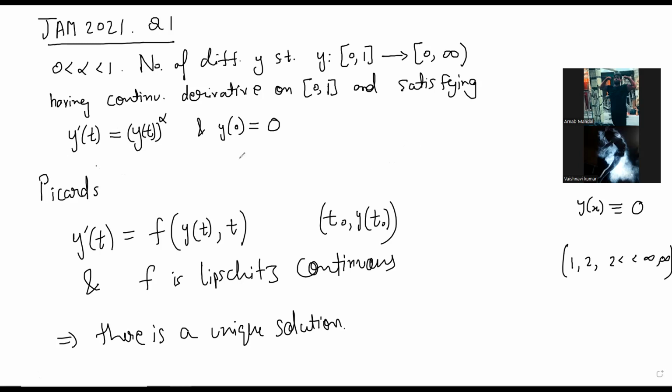Now, if you want some heuristic, some explanation as to why the solution is unique. Where is the color? Oh, the color is black, so it's not visible. Okay, right, sorry.